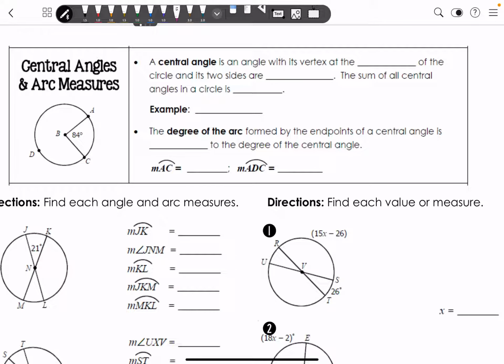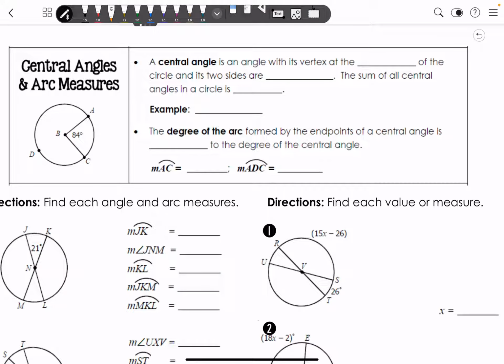Hey everybody, so we are going to be talking about central angles and arc measures today. I want to remind you that a central angle happens from the center and it creates an angle right here. That 84 would be a central angle. The arc would be right here, which is AC, and this would be a minor arc since it's less than 180 degrees. And your major arc on here would be arc ADC, or CDA if you're going clockwise. And that's because it's more than 180.